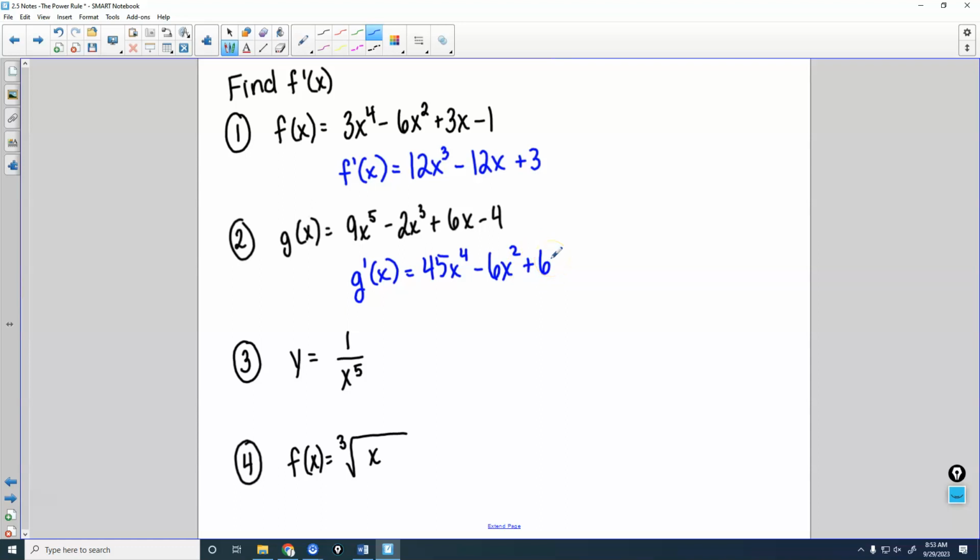Very good. Okay, so it's just that quick algorithm that you're doing for that. What about number 3?